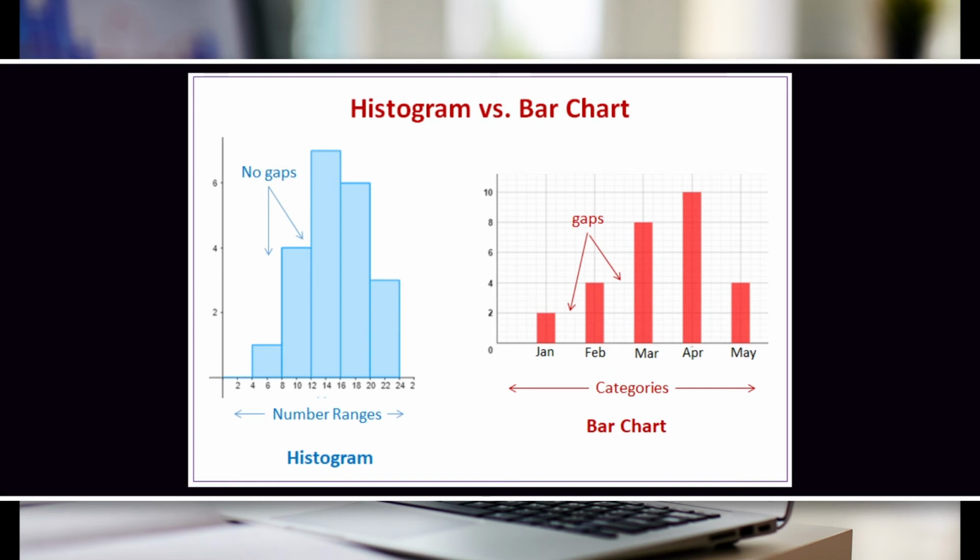But the good part of the histogram is that all the bars are attached to one another. There is no gap between the two bars, whereas in a bar chart you will find there is a gap between them. So this is the difference between histograms and bar charts: no gaps in a histogram, whereas in a bar chart the gaps are there.